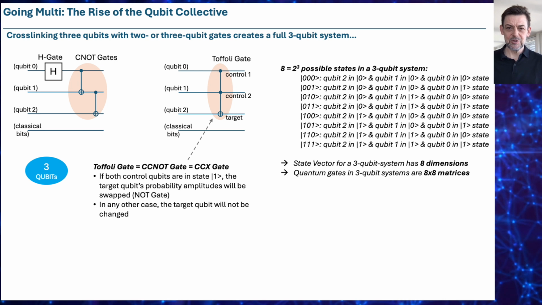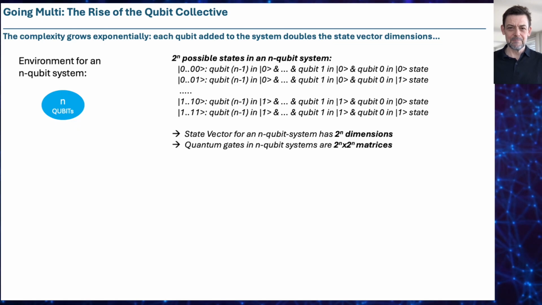Any state vector in a 3-qubit system has therefore 8 probability amplitudes, and the matrices we need to calculate it are 8x8 matrices. Now, if we want to describe a system with n qubits, we get 2 to the power of n basis states and must work with 2 to the power of n by 2 to the power of n matrices. Everything quickly becomes quite bulky.